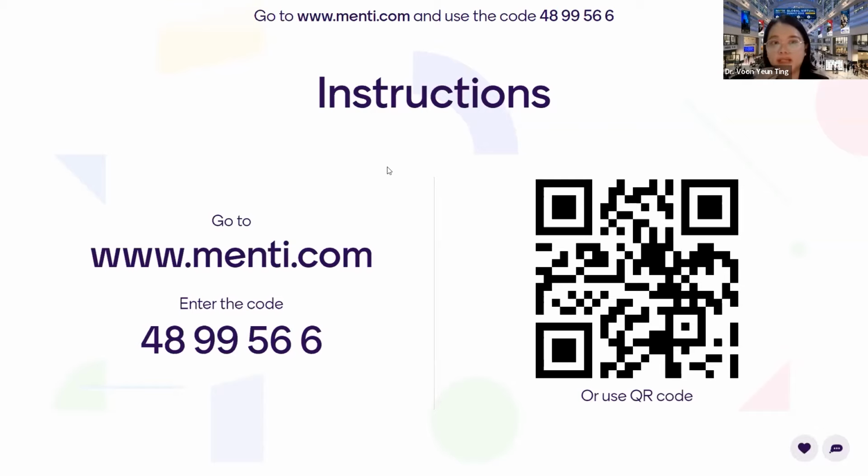Whether you go to the website www.mt.com and enter the code, or you can use the QR code. After that, we can do an interactive activity. I hope everyone can try. Maybe you can scan by using the QR code. After that, just tell me, and we will move to the presentation.